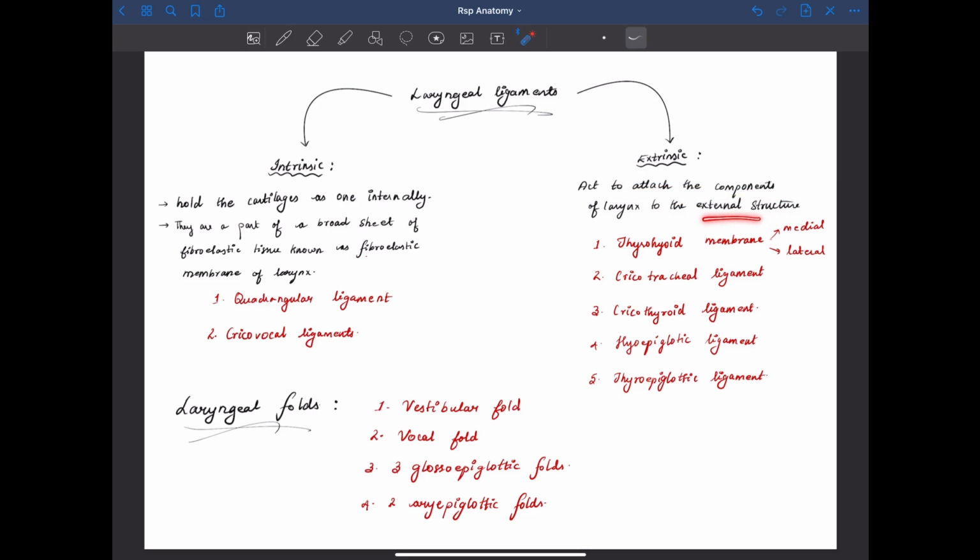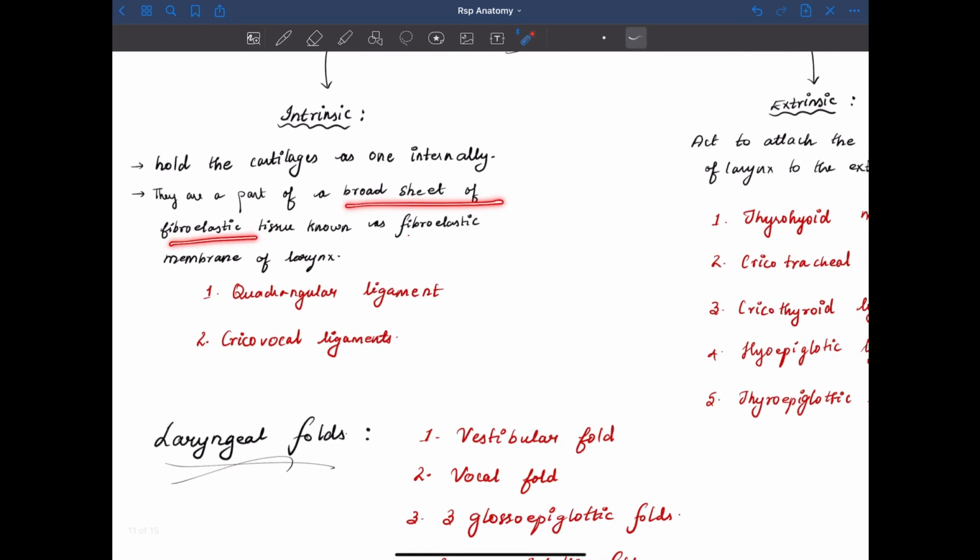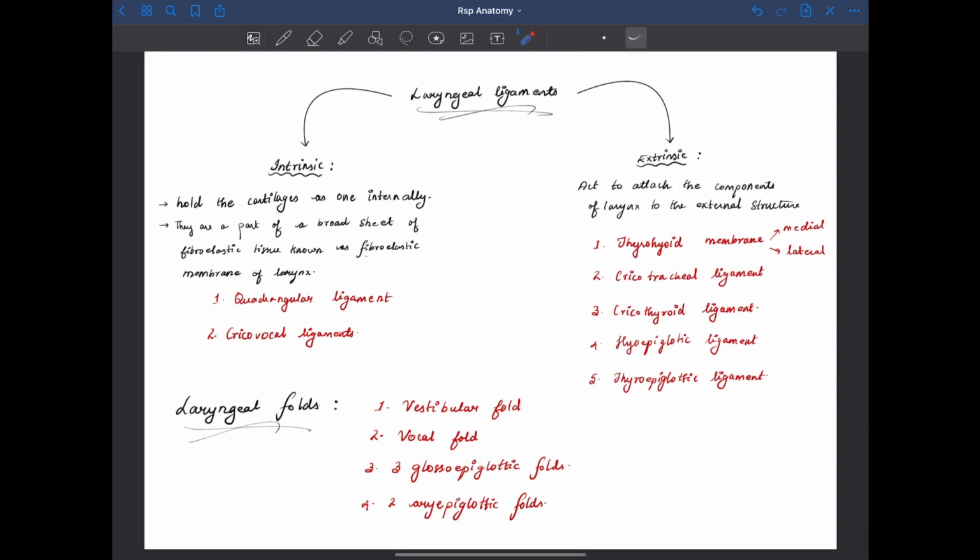Okay, they hold the cartilages externally, while the intrinsic laryngeal ligaments are a part of a broad sheet of fibroelastic tissue known as the fibroelastic membrane of the larynx. Inside the larynx, the innermost layer is known as the mucous membrane, and just above the mucous membrane lies the fibroelastic membrane. This fibroelastic membrane gives rise to the intrinsic ligaments, which are the quadrangular ligament and cricovocal ligaments.